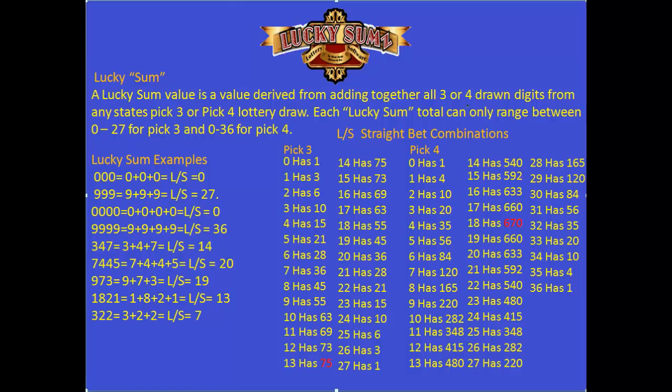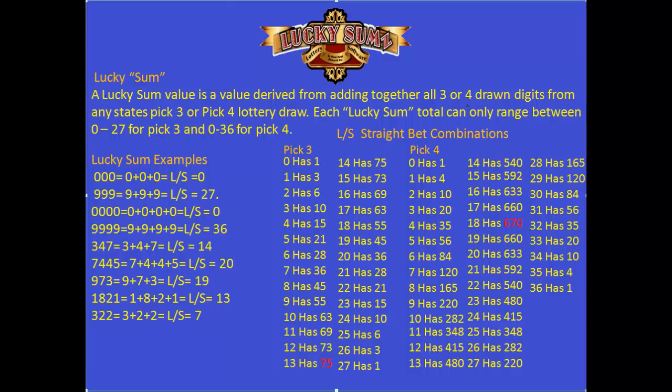The next cycle we're going to be talking about is the Lucky Sum cycle. A lucky sum value is a value derived from adding together all 3 or all 4 drawn digits from any state's pick 3 or pick 4 lottery draw. Each lucky sum's total can only range between 0 to 27 for a pick 3 and 0 through 36 for a pick 4.